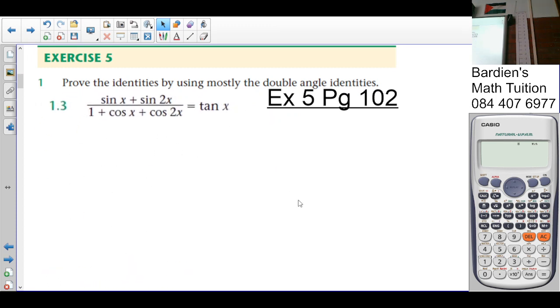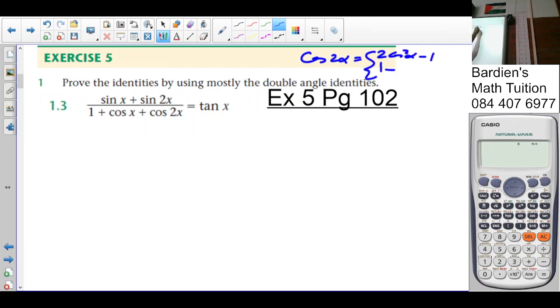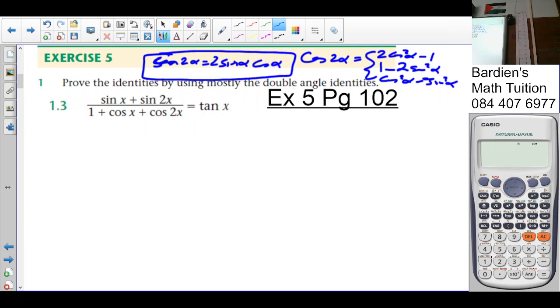1.3. There I must just write the identity there. Cos 2 alpha is 2 cos squared alpha minus 1, 1 minus 2 sine squared alpha, cos squared alpha minus sine squared alpha. And the other one, which is sine 2 alpha, is 2 sine alpha cos alpha.